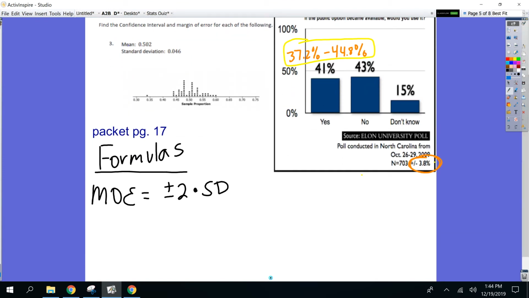I did a little dot plot. You guys are going to make one up on your own in a second. The mean for this little sample came out to be 0.502, and the standard deviation came out to be 0.046. What's my margin of error? Okay, ready? Here we go. So for this one, plus or minus 2 times, what did I give you as the standard deviation? 0.046, come on.